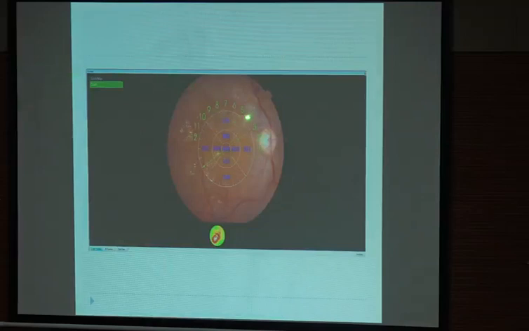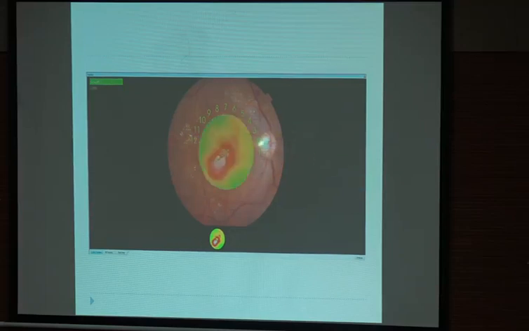We can overlay this ETDRS grid over the fundus image also. Our machine does take a color fundus image, so we can know the retinal thickness in various quadrants, as well as overlay this color map. The warm colors, like the reddish or whitish color, tell us the retinal thickness is more in these areas, and greenish means the retinal thickness is normal. So here we can pinpoint the area of retinal thickening.